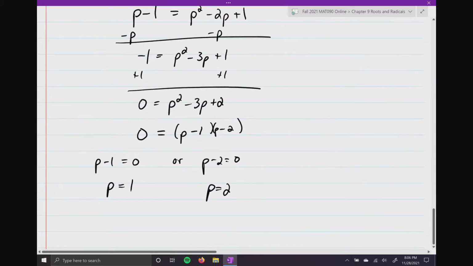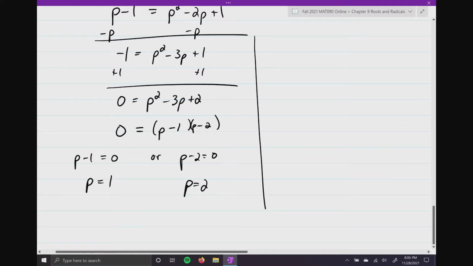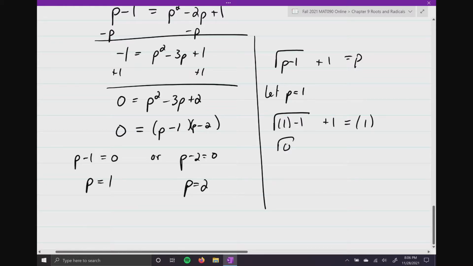So on the right-hand side here, let's go ahead. We're going to write the original equation. Square root of p minus 1 plus 1 has to equal p. So for the first, we're going to let p equal 1. Let's check it. So wherever I see that variable, I'm going to put parentheses. Then I make my substitutions. Put a 1 and a 1. So underneath the radical, 1 minus 1 is 0. Plus 1, square root of 0 is 0. And 0 plus 1 is definitely 1. So I know this is a good answer.